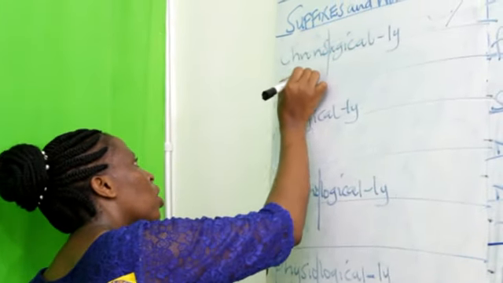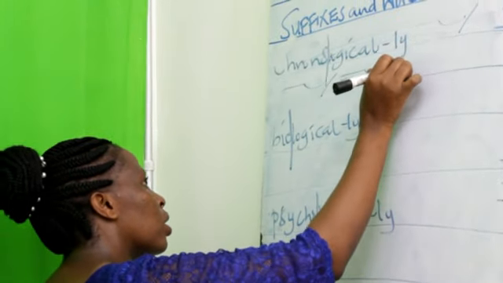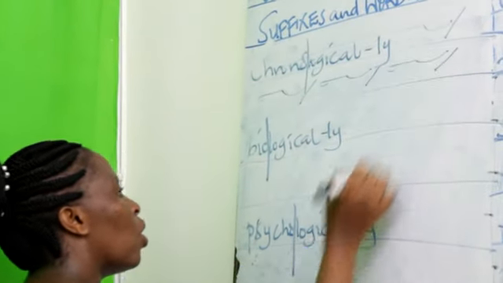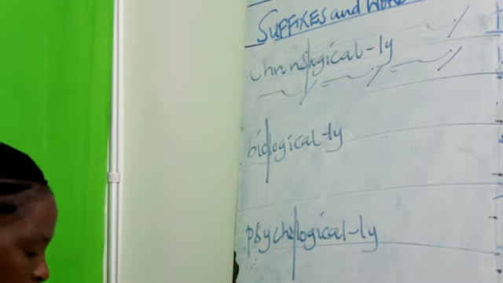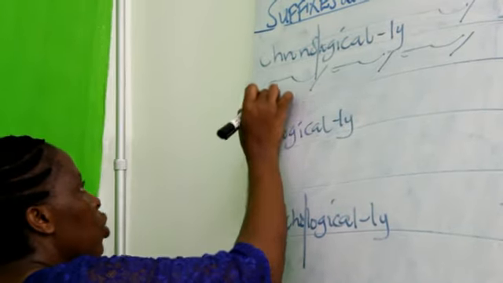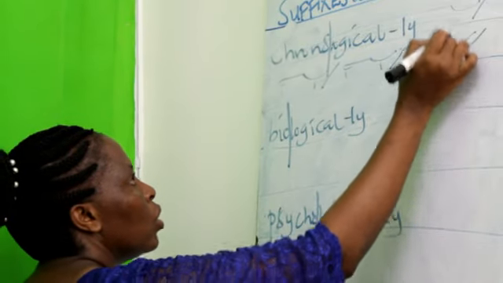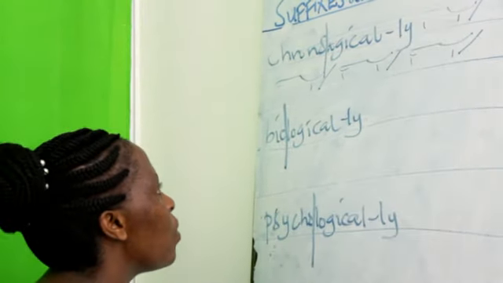Chronological. A stroke of K above the line, and then a stroke of J disjoined with a short O and another short O. Chronological. That is how we drill that.